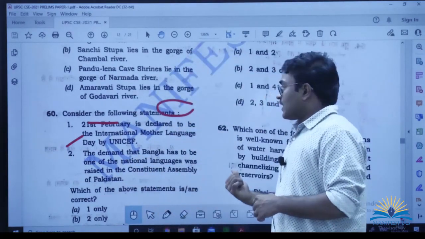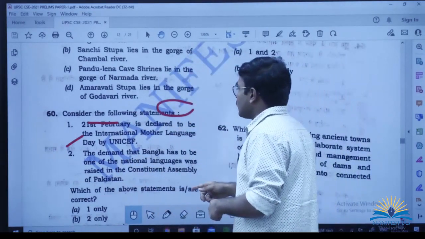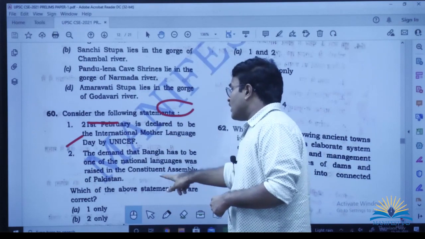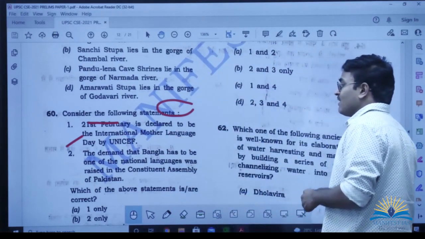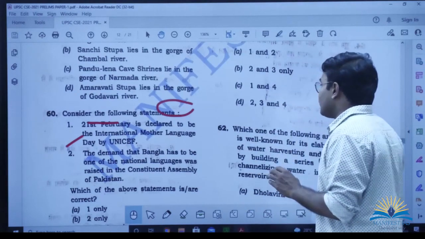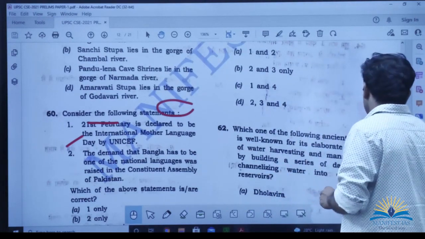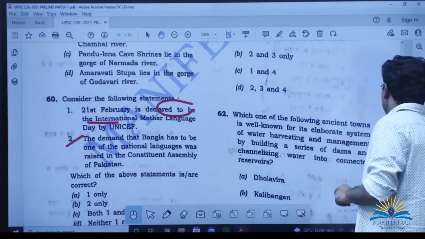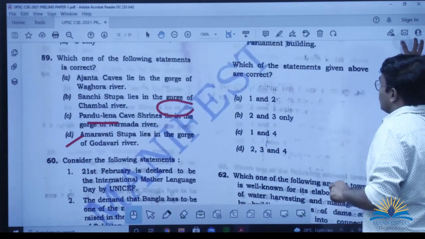So both the statements are correct. 21st February is the International Mother Language Day by UNICEF, and the demand that Bangla has to be one of the national languages was raised in the Constituent Assembly of Pakistan. Both the statements are correct. So the answer for this question would be C for us. Then the next question, the 61st one.